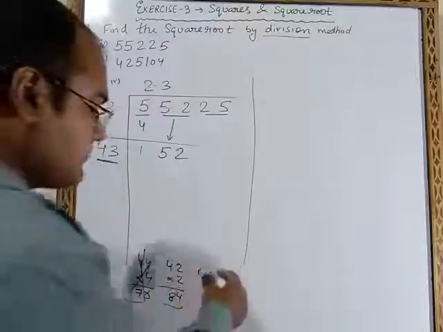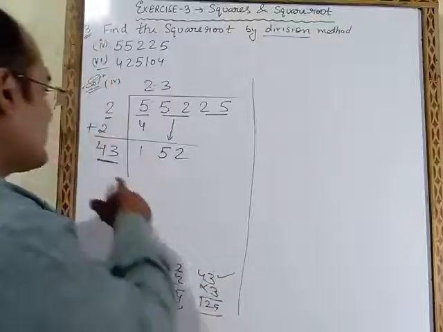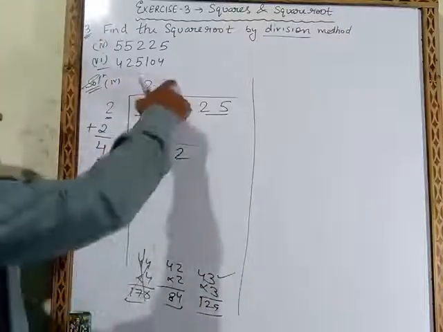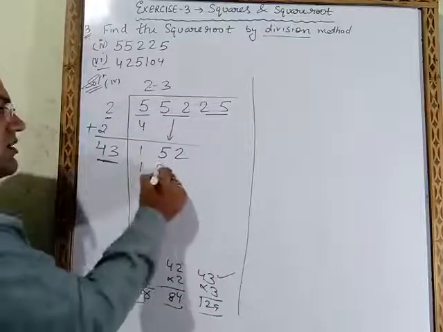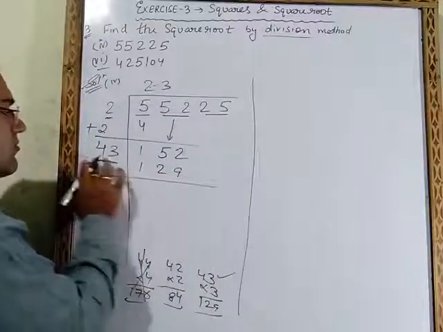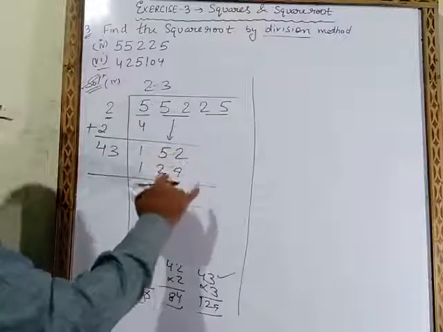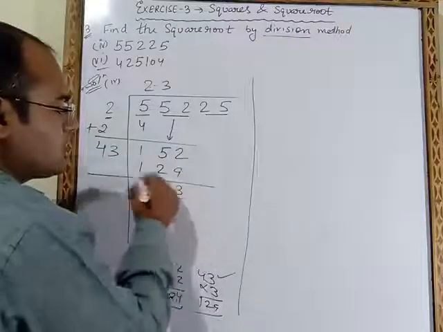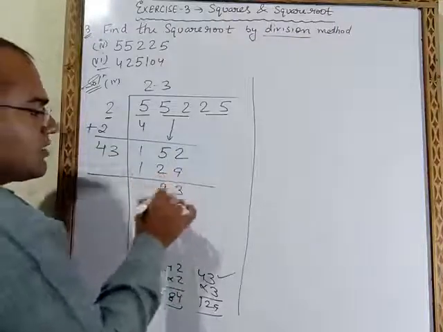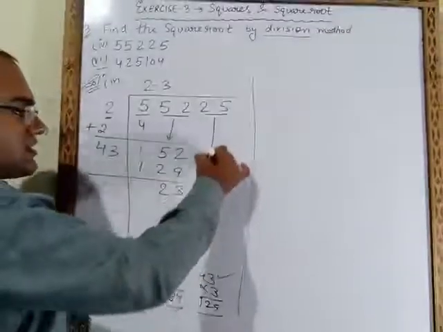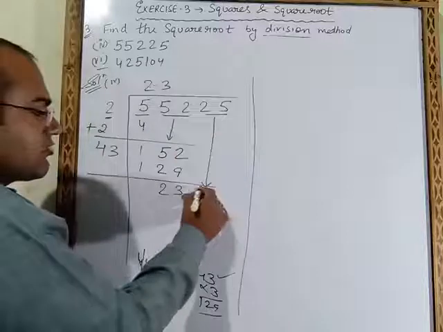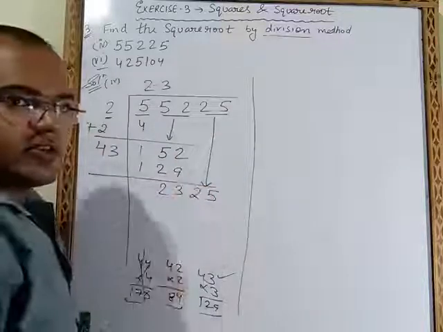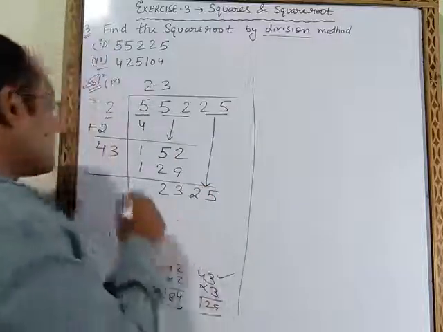We will take 43. So what you have to do? You have to take here 3 and there also you have to take 3. 43 3 ja 129. Now we have to subtract these two numbers. 12 minus 9 is 3. 4 minus 2 will be 2. Now this number we have to bring down. Both are underlined, so we have to take them together. 25. Now what will be the next step?